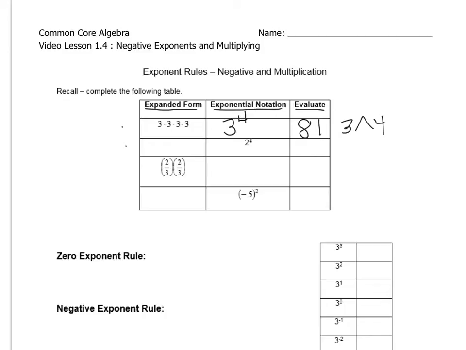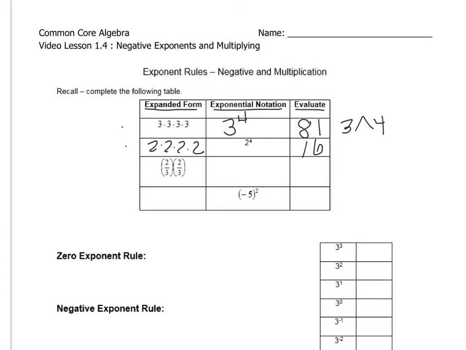In this second one here, I'm giving you the exponential notation, 2 to the 4th power, which means take 2 and multiply it by itself 4 times. 2 times 2 times 2 times 2 has a value of 16.